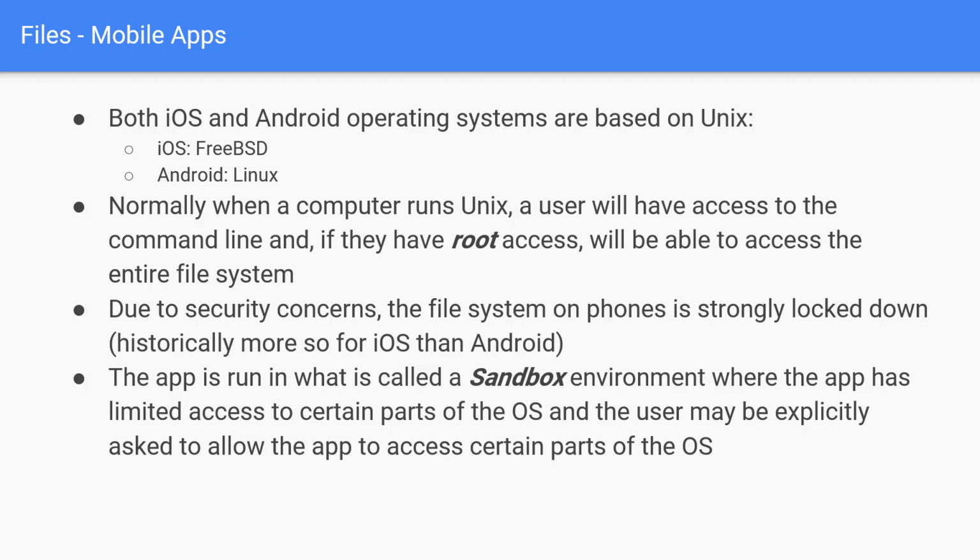Both iOS and Android operating systems are based on various versions of Unix. So iOS is based on FreeBSD and Android on Linux. Normally, when a computer runs Unix, a user will have access to the command line, and if they have root access, will be able to access the entire file system. Due to security concerns, the file systems on phones is strongly locked down, historically more so for iOS than Android.